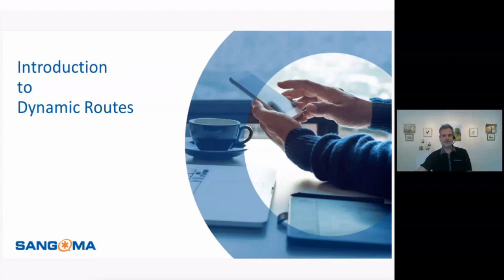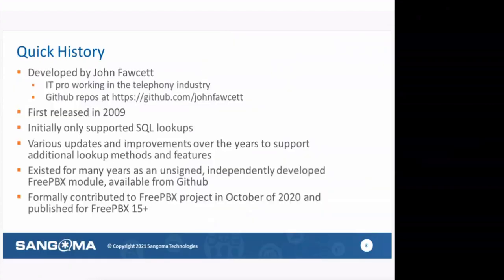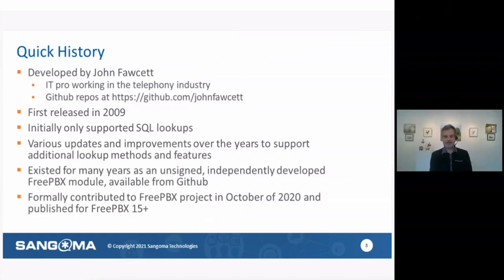Without further ado, let's move on to a brief history of the Dynamic Routes module. The Dynamic Routes module was written by John Fawcett back in about 2009. John is an IT professional working in the telecom sector. In 2009, he had a need to be able to influence call routing based on a SQL database lookup. At the time, he took the open source IVR module and the code from the caller ID lookup module and combined the two into what ultimately became the Dyn routes that we see today.